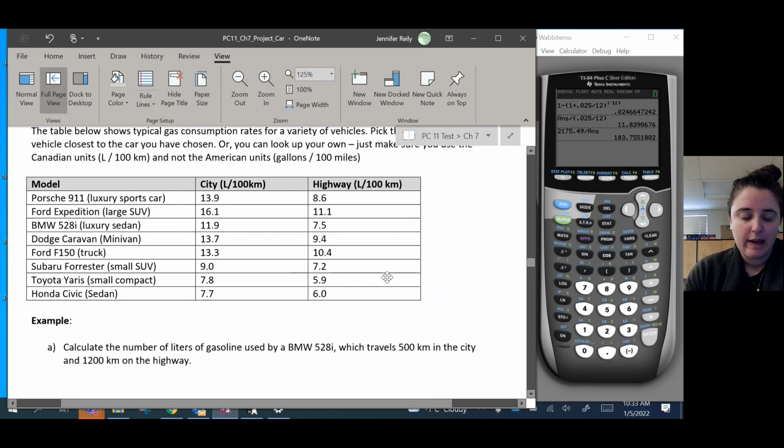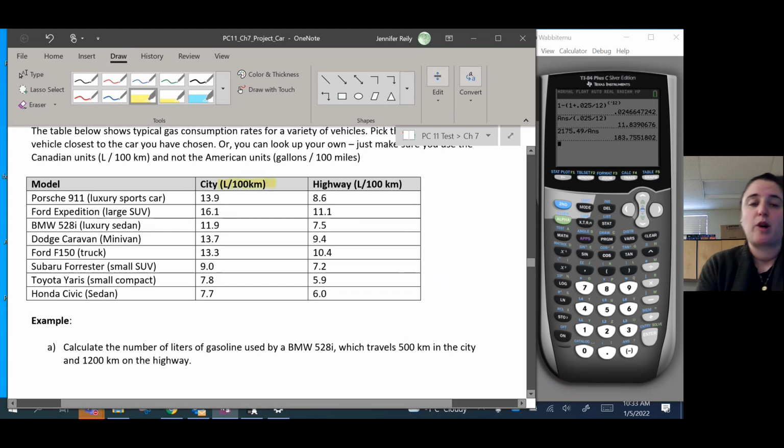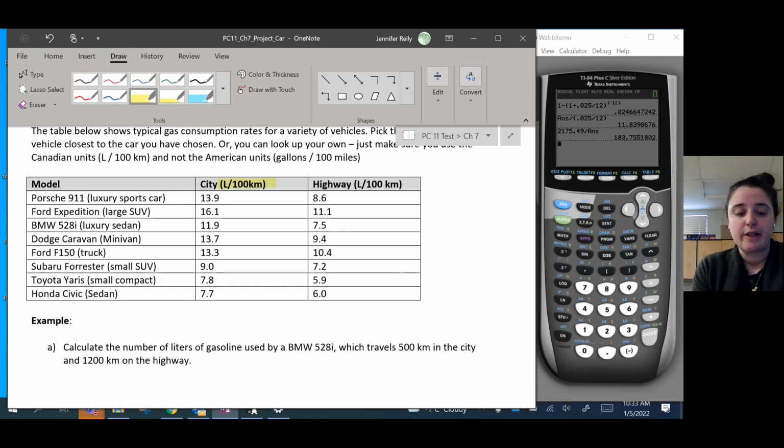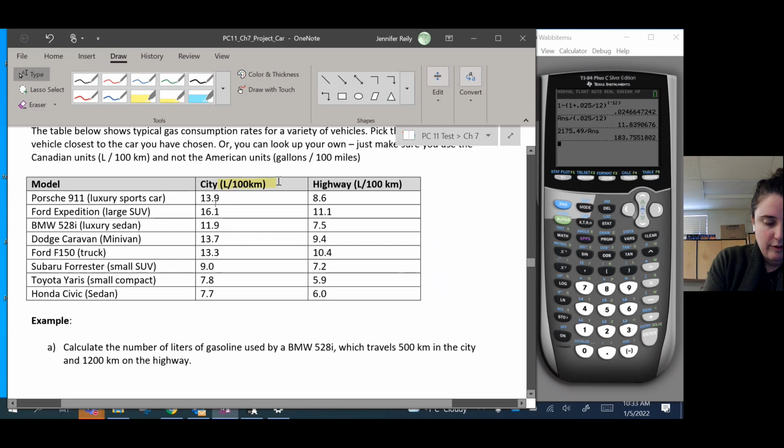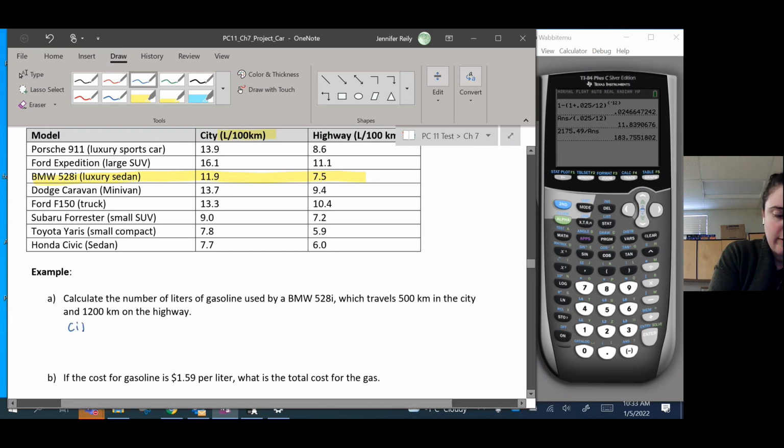Okay, so here we are looking for the BMW. And by the way, usually it's given in liters per 100 kilometers. So it tells you how many liters you'll need of gas if you travel 100 kilometers. And so we're using the BMW. Okay. So we're going to split this up into city and highway.